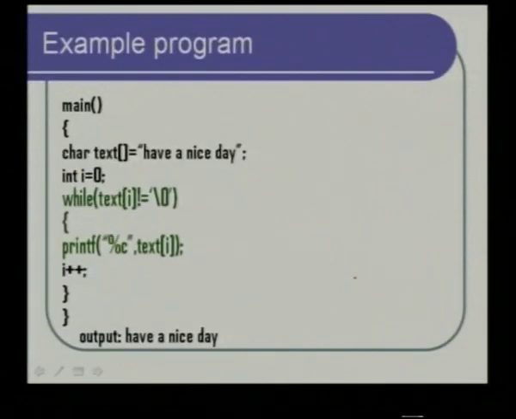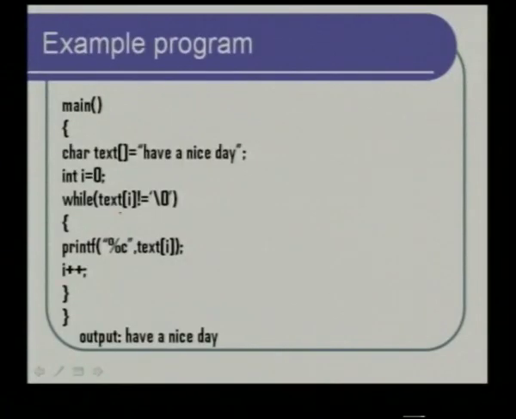So, how am I going to display it? While text of i, where i is 0, so we are starting from the first character of the array, while text of i is not equal to null. That means, as long as there is some value in the array, until the array has ended, I want to print all the characters. That is why I am checking whether this is equivalent to null. So, while it is not equal to null, I am printing each character, one by one.